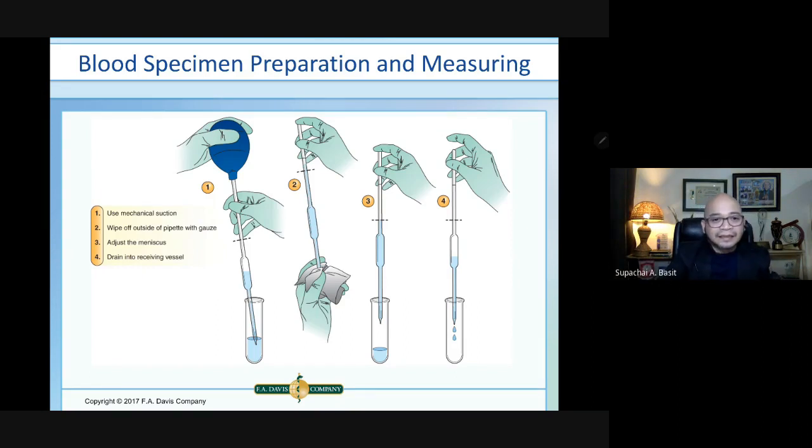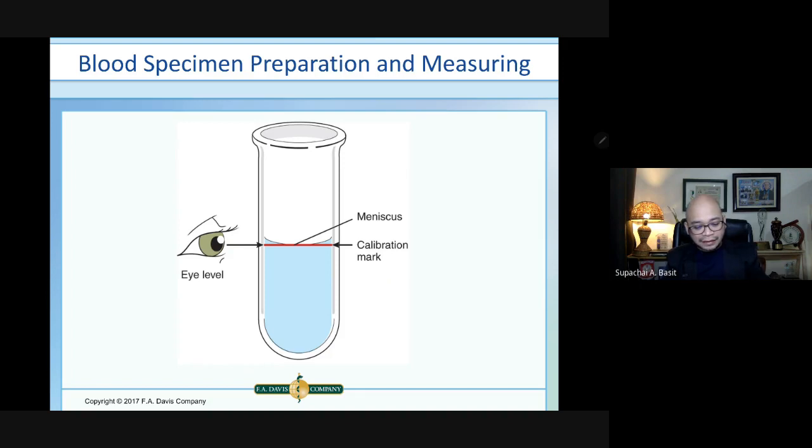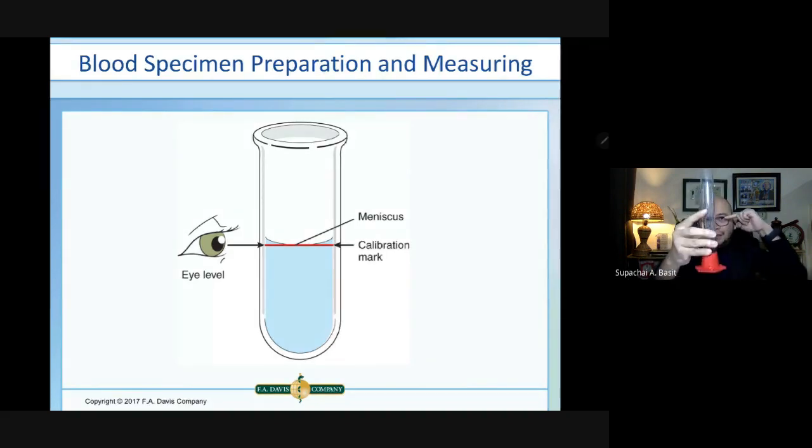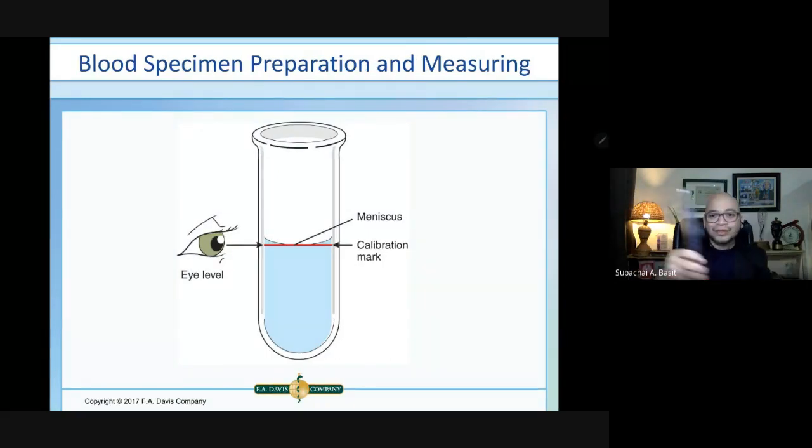Okay, and then you should be able to read the meniscus at the eye level. So for example, this is the graduated cylinder, and if this is the liquid, okay, the meniscus is where the line is, so that should be within the eye level. So you cannot read pipette above the meniscus or lower the meniscus. It should be within the eye level.